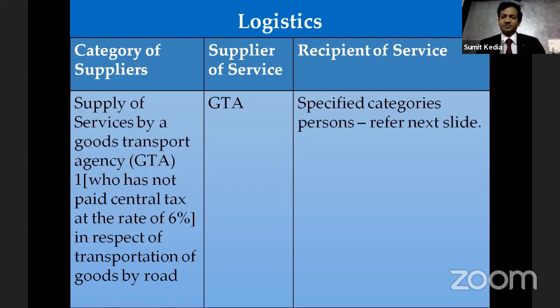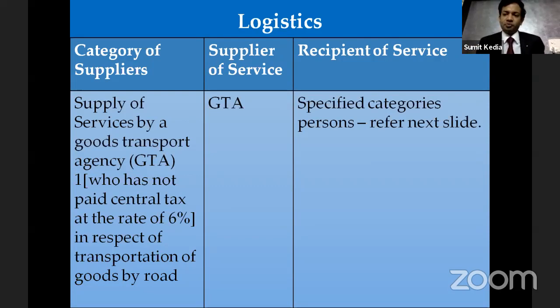So this service says supply of services by a GTA who does not pay tax at the rate of 6% in respect of transportation of goods by road. I repeat, this talks about service by a GTA. Who is a GTA, goods transport agency? We will discuss in some time, where we will discuss the definition of a GTA. So it says services by a GTA, transportation of goods by road. In that case, RCM is applicable, provided the supplier should be a GTA and the recipient should be any of the specified categories. Those specified categories we'll see on the next page.